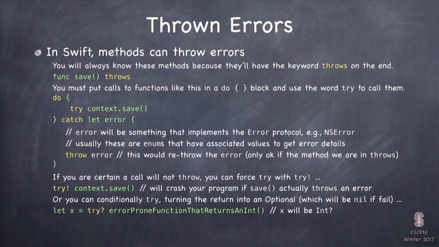There's yet another try though, which is try question mark. Try question mark means try to call this method that throws, and if it does throw, just give me back nil. Well, for that to work, of course, the variable that we're assigning the result of this method to, I called this one error-prone function that returns an Int, whatever that returns is now going to return an optional version of that. So error-prone function that returns an Int obviously, but this let x equal, that x is going to be an optional Int for obvious reasons, because if error-prone function that returns an Int throws, it has to throw nil back at us. Okay?